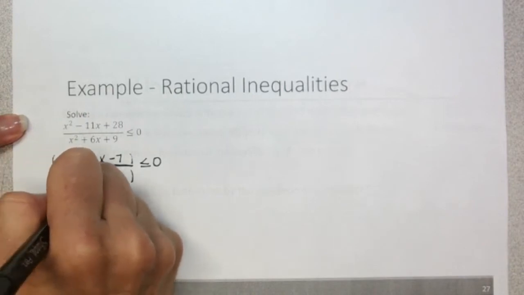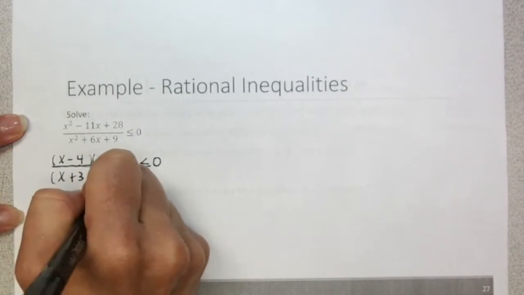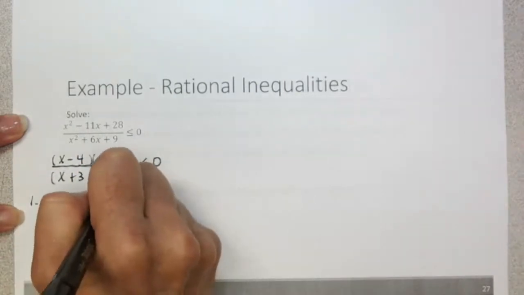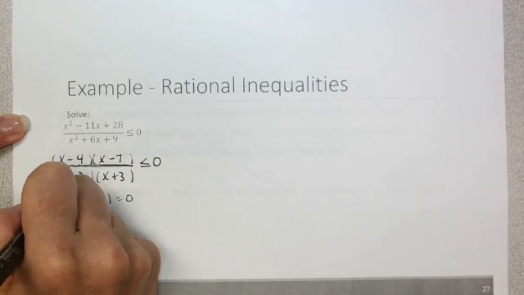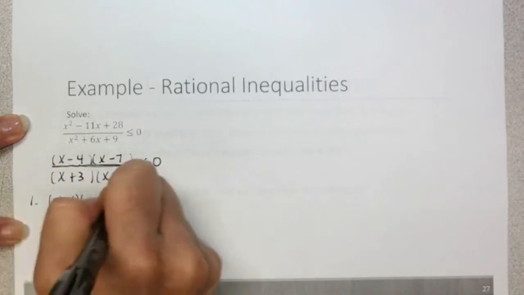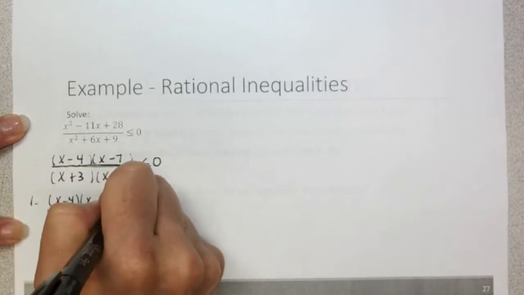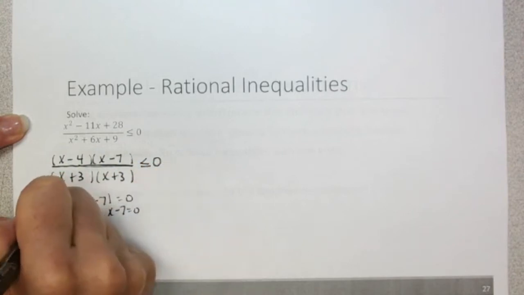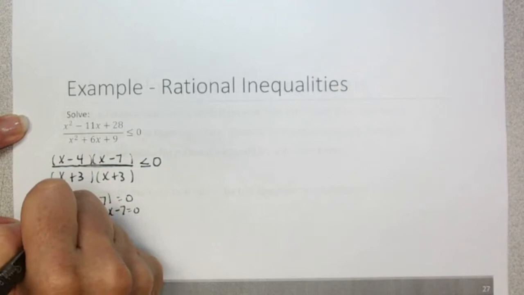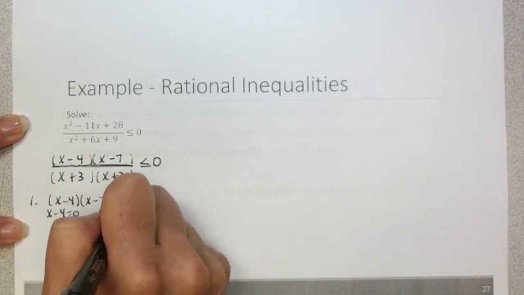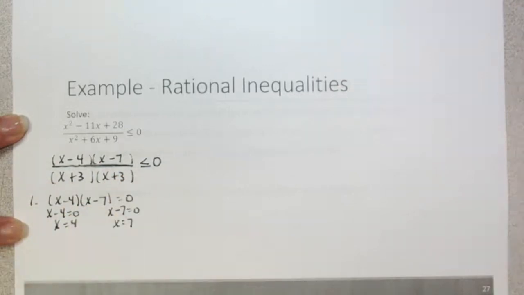So if x minus 4 times x minus 7 is equal to 0, the zero product principle tells us either x minus 4 equals 0 or x minus 7 equals 0, which means when we add 4 to both sides in the first equation, x equals 4. When we add 7 to both sides in the second equation, x equals 7. All right, so there's my 2 values for that.